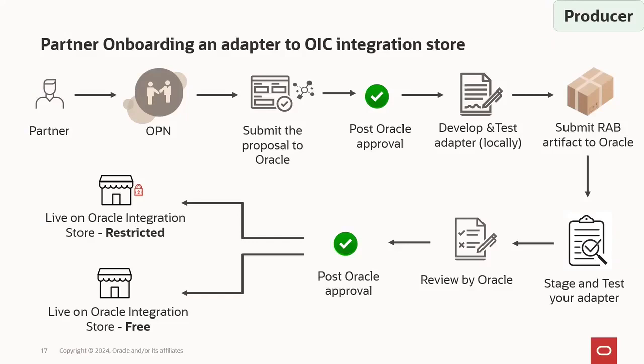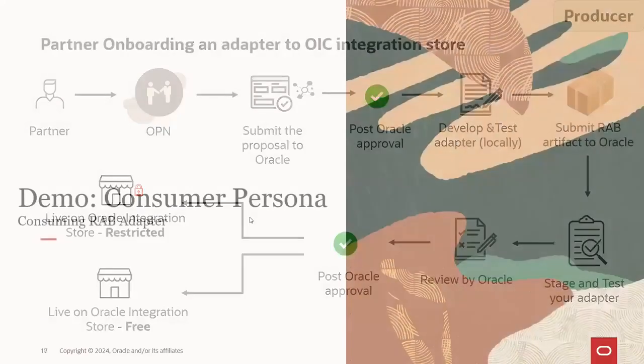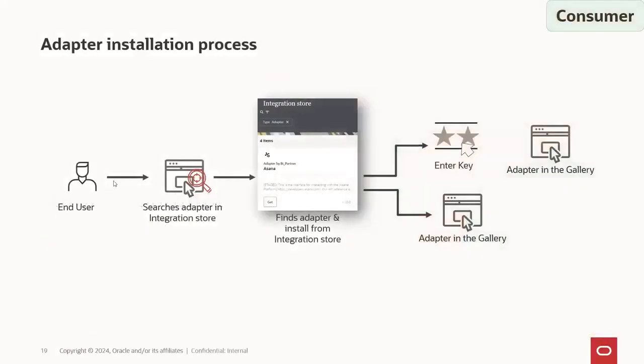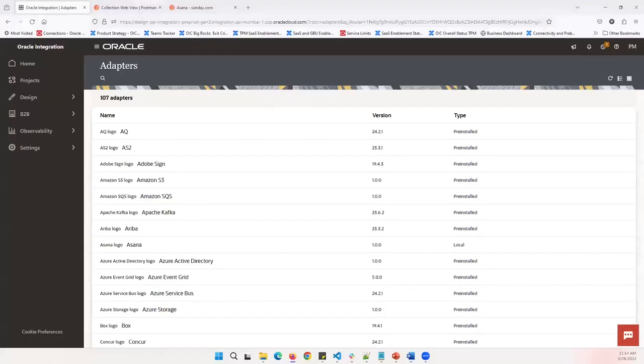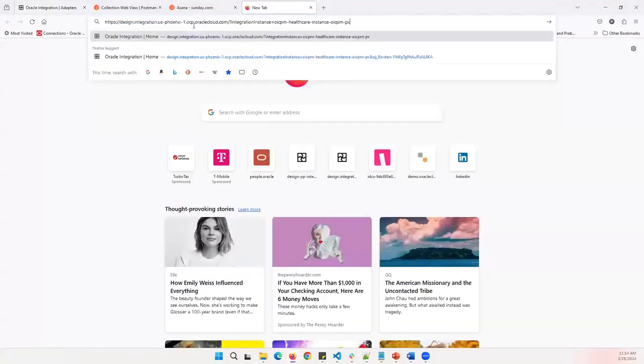Let's look at the consumer aspect. What is the consumer persona, right? The end user, I can either search in integration store. What does that really mean? I will be able to see it, and I'll be able to install either through a key or through the gallery. So let's get going there, right? So let me go.